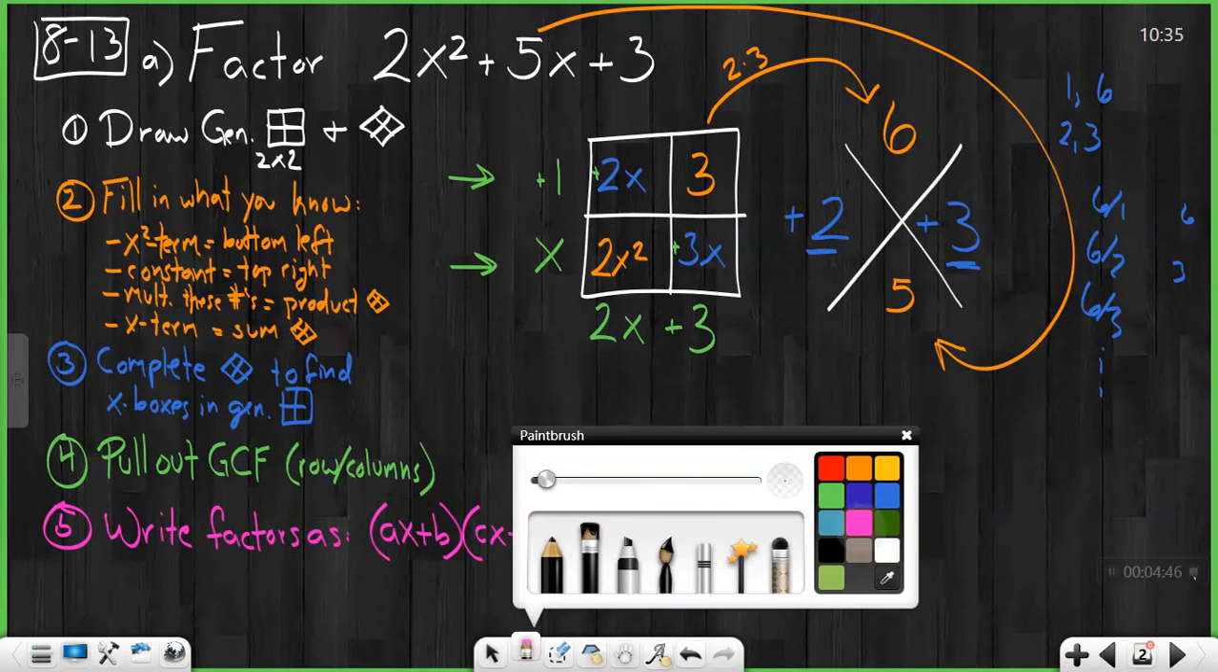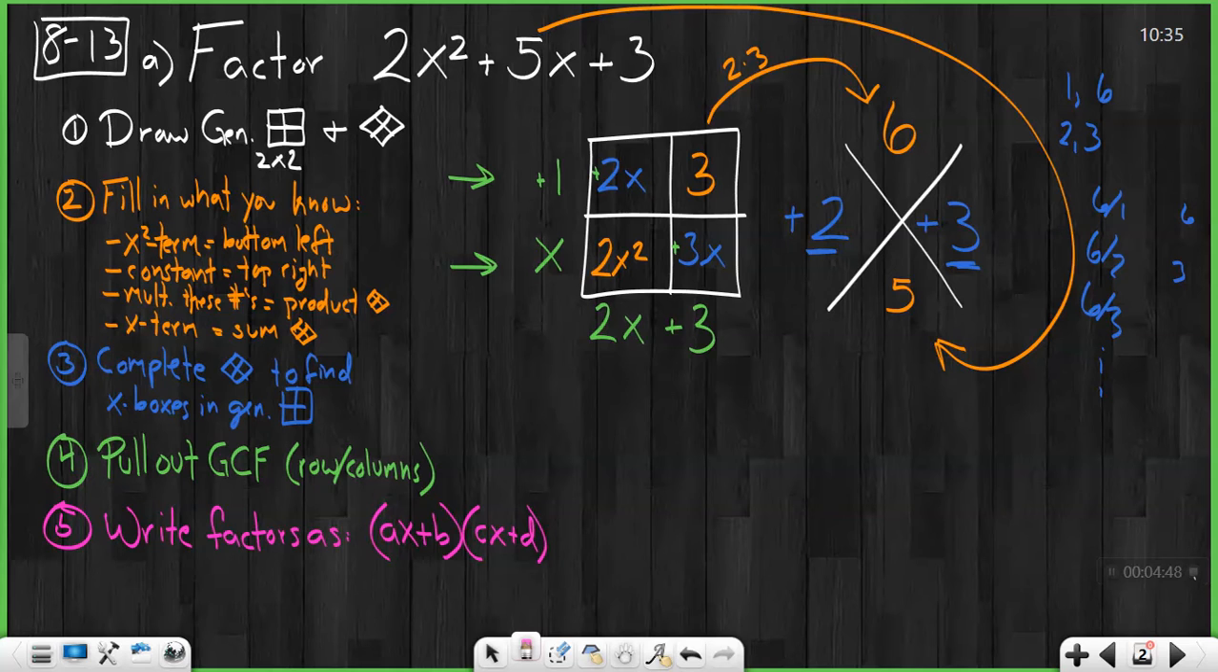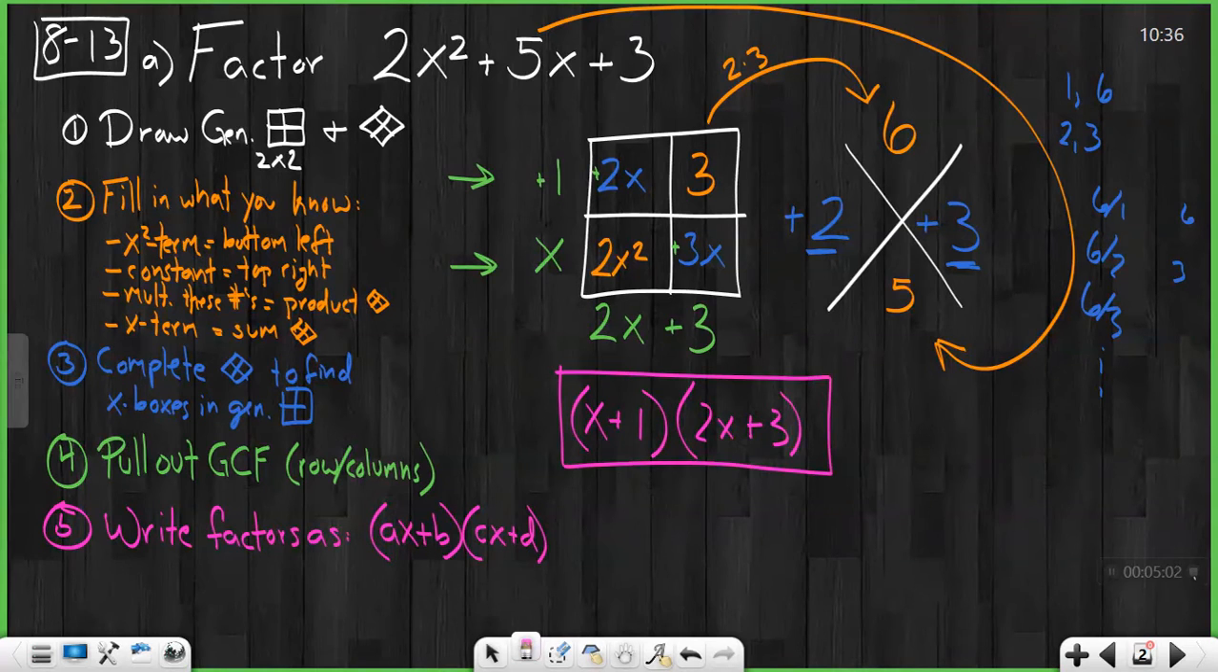Your last step, once you've done all that, is to simply write your factors. Your factors are the sides. So in this case, x plus 1 is one factored group, and 2x plus 3 is the other factored group. And that would be my answer. That would be the factors to the trinomial 2x squared plus 5x plus 3.